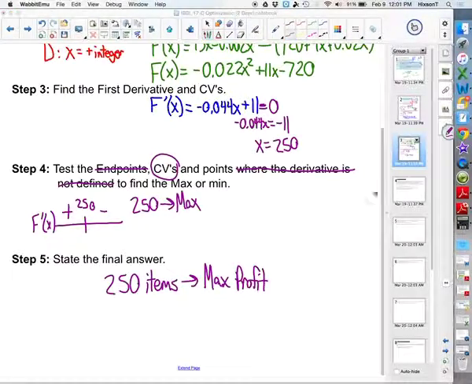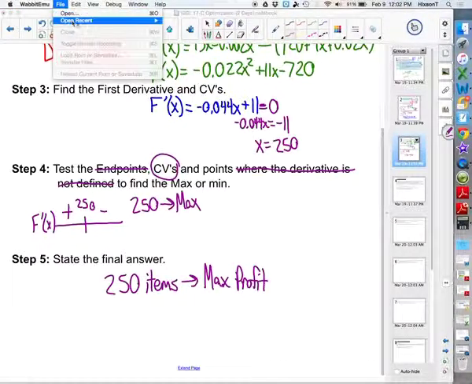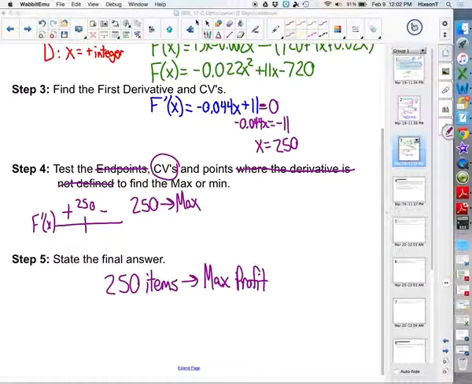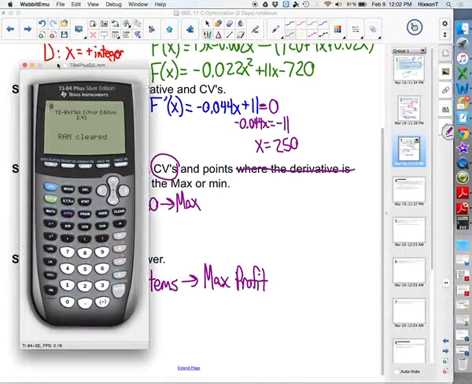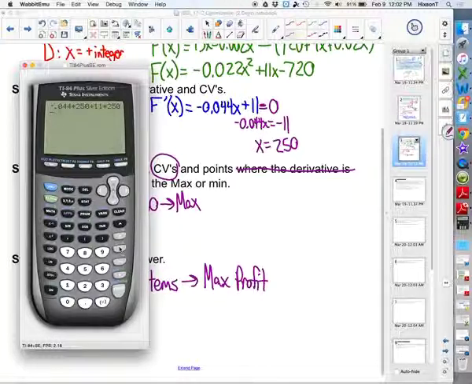Okay. So we plug it back into the first equation, right? Because we're actually trying to figure out what the profit is. So let's see, we have negative 0.044 times 250 squared plus 11 times 250 minus 720. And that maximum profit is going to be $2,019.